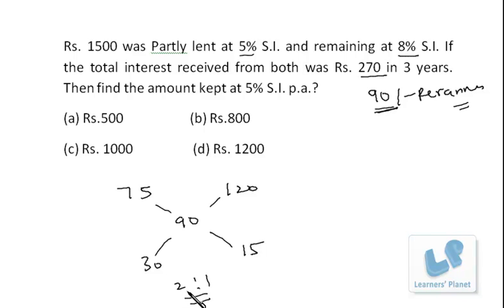Okay, so 2 parts of 1500 is lent at 5% and 1 part at 8%. So we have to find the amount kept at 5%. So it will be 1000 rupees. Clear? By the use of alligation, the problem becomes very simple.